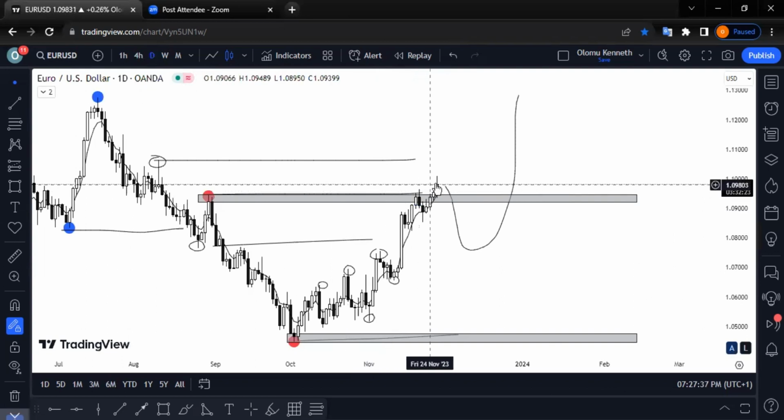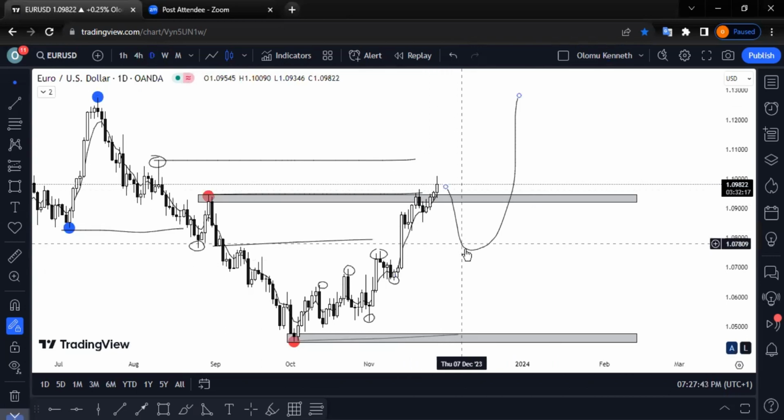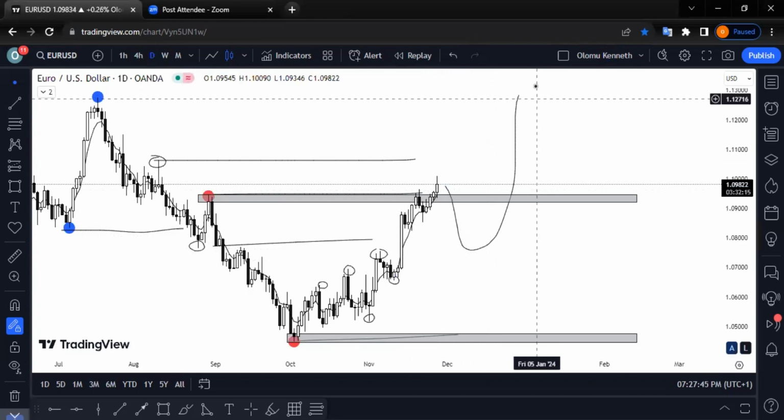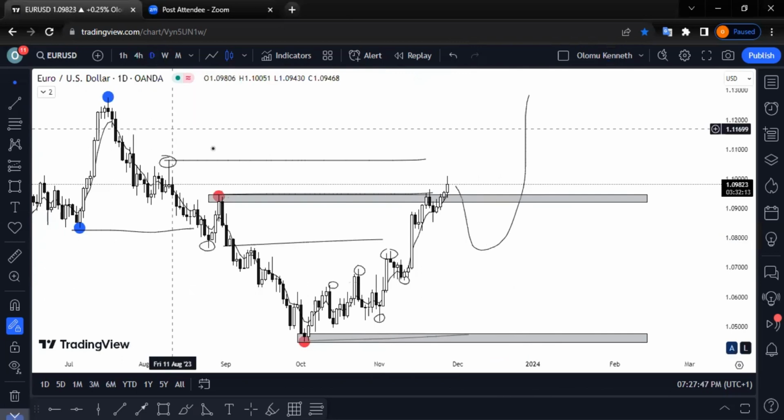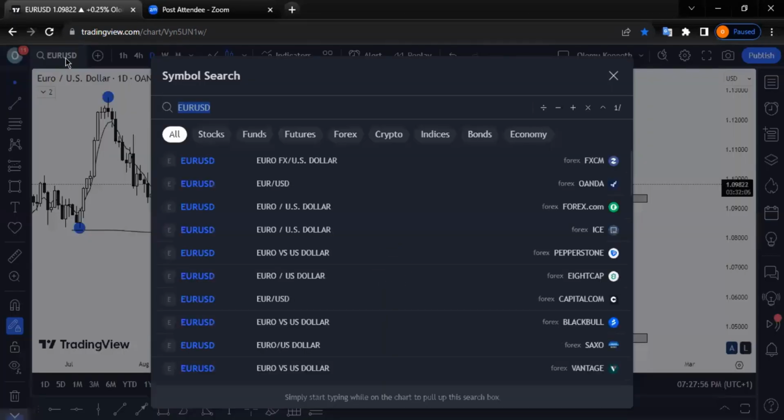So looking at this market right now, we see that the market is going to be what? Bullish for some time, but then we need a correction back to the downside, then a push back to the upside. So this is my take for Euro USD. We're going to be selling it massively this week. Then we can look at GBP USD also.